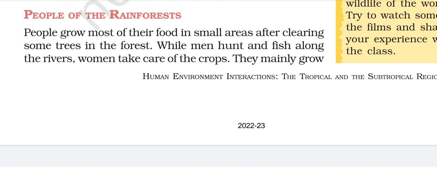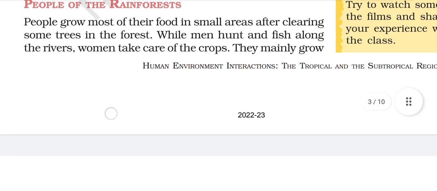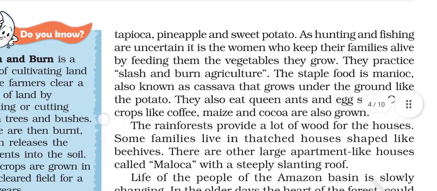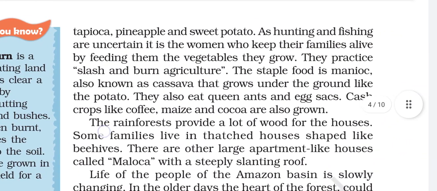People grow most of their food in small areas after clearing some trees. As you know, the forests are full of trees, that's why they have to clear the trees. While men go hunting and fishing along the rivers, women take care of the crops grown in the region. They mainly grow tapioca, pineapple and sweet potato.